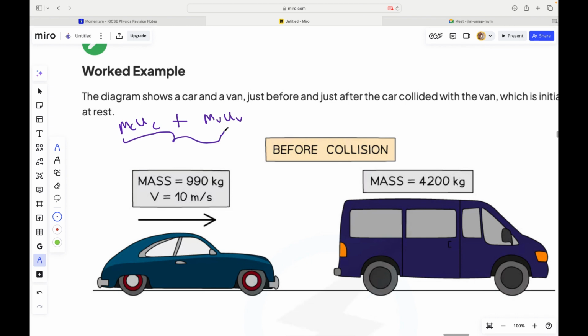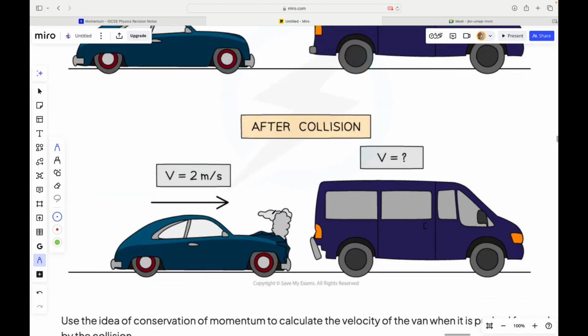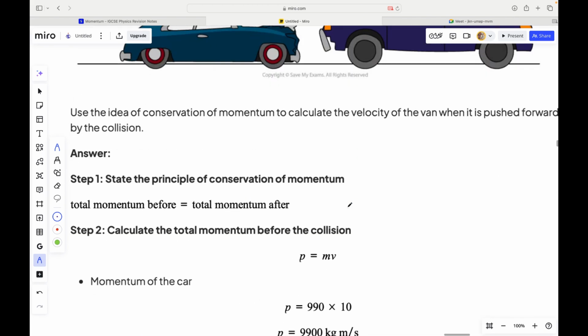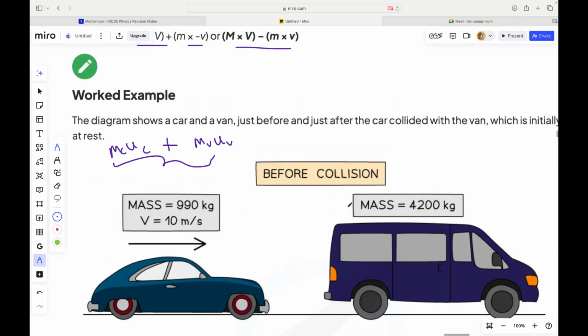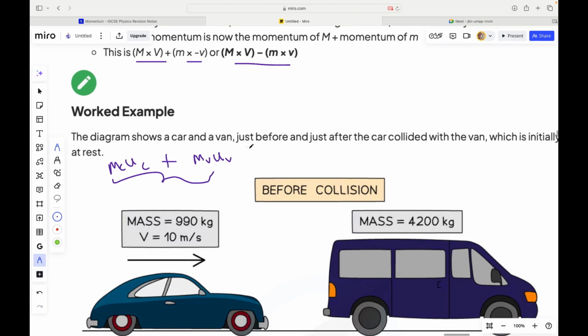And the total momentum after collision will only be determined by looking at what happened thereafter. This one keeps going forward, so it will be positive, and we don't know about this one. After collision, they didn't tell whether this one will move forward or backward. But we're going to derive that from the calculation. So this will be equal to the total momentum after collision. This one we've written is before collision.